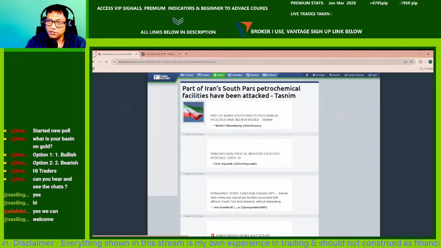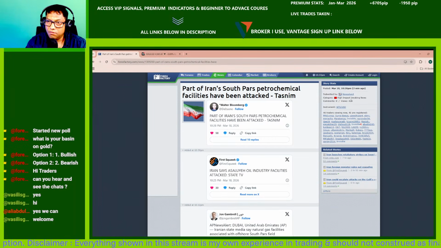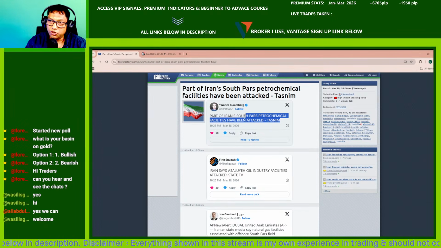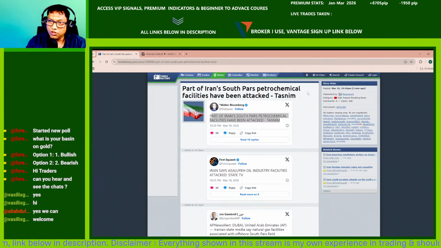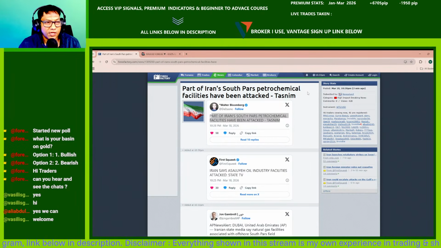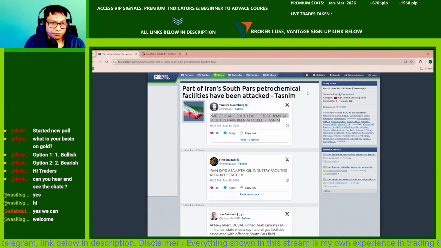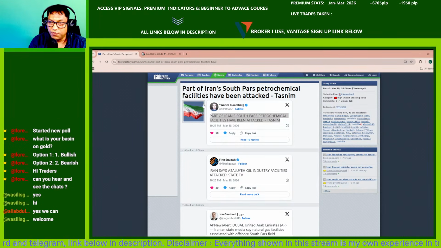So here is a tweet, I think, that part of Iranian South has been attacked. I think this is major news here. We saw that it's categorized as a red folder, so it's a major news. Usually gold is highly reactive to high impact news. So if you look at it, Iranian South Pars petrochemical facilities have been attacked.